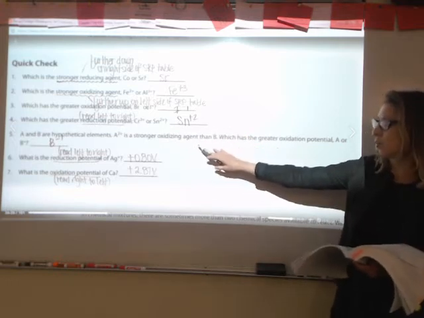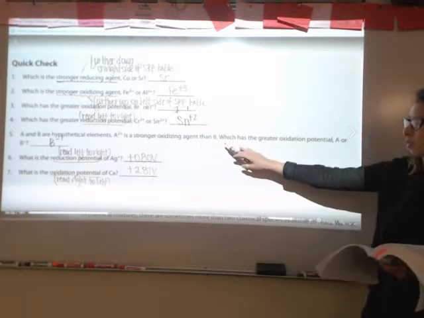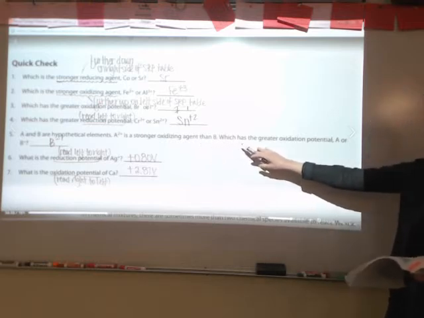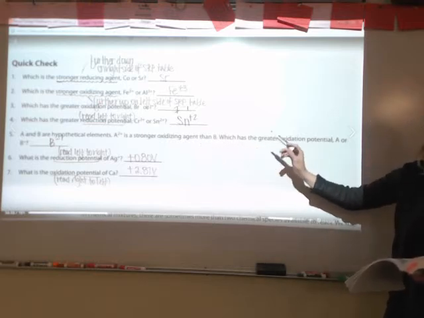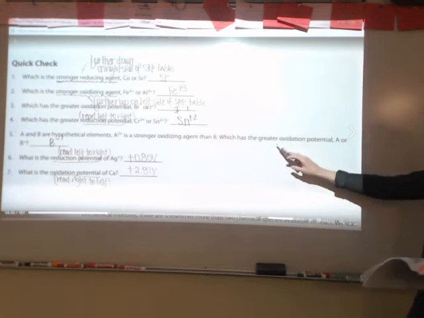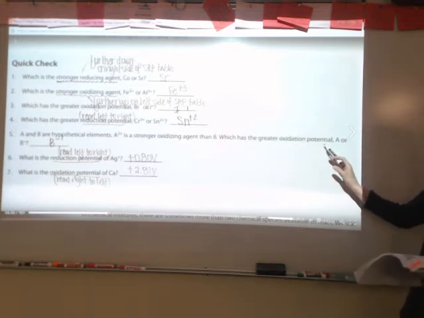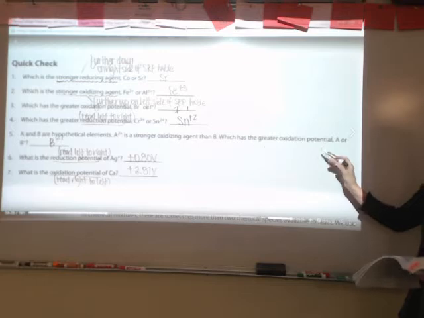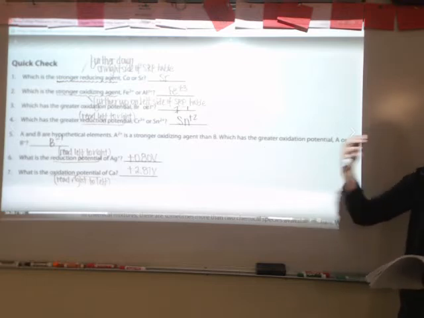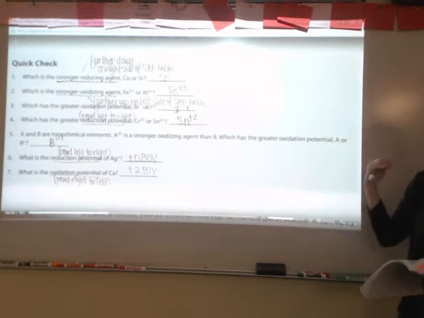A and B were hypothetical elements. A plus 2 was a stronger oxidizing agent than B. That means that A plus 2 would be further up on the left-hand side. Which has the greater oxidation potential, A or B negative? It would be B negative because it would theoretically be on the right side, down a little on the right.